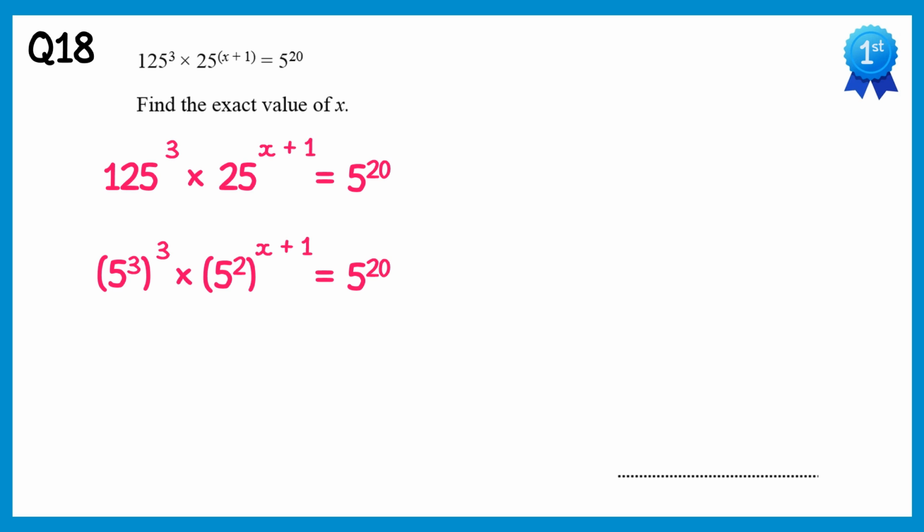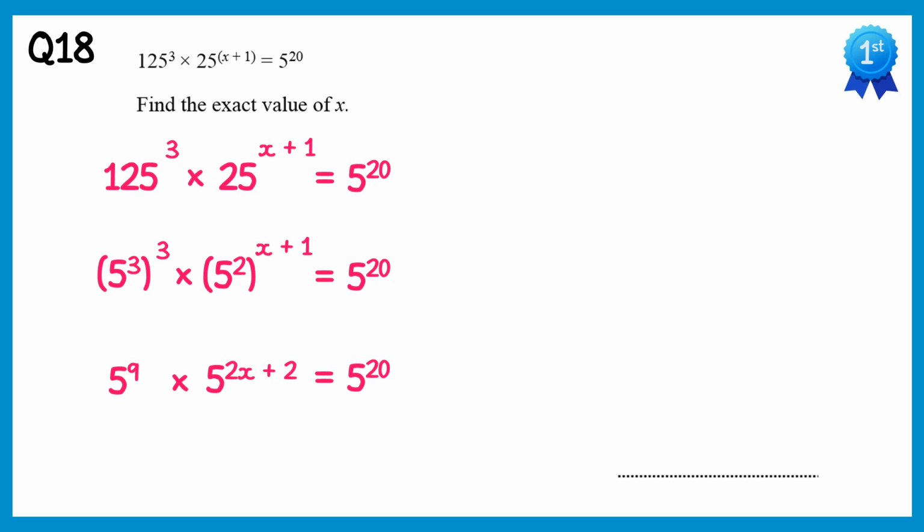We can now use the bracket to a power law, which says when we raise a bracket to a power, we're going to multiply the powers. So 3 times 3 is 9, so the first part is 5 to the 9. For the next part, we need to multiply 2 and x plus 1, which gives you 2x plus 2. So it's 5 to the power 2x plus 2, and then we've got 5 to the 20.